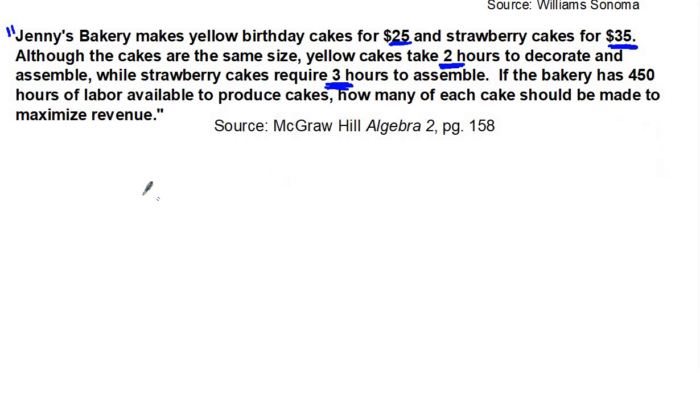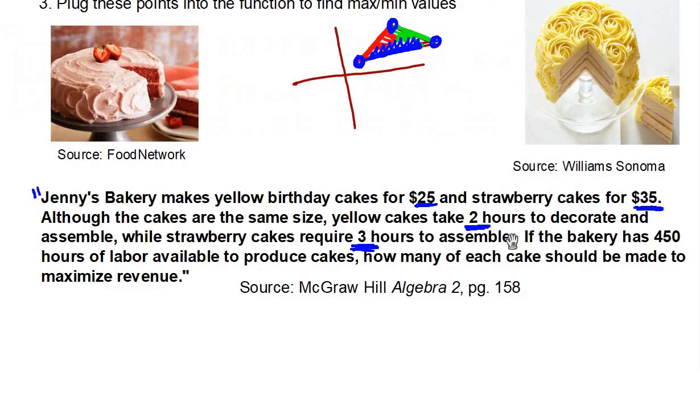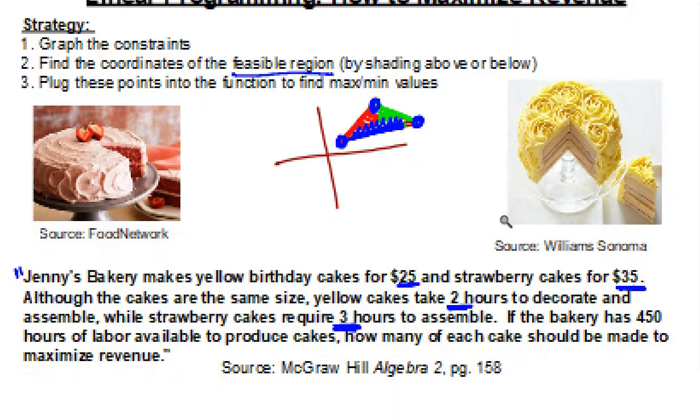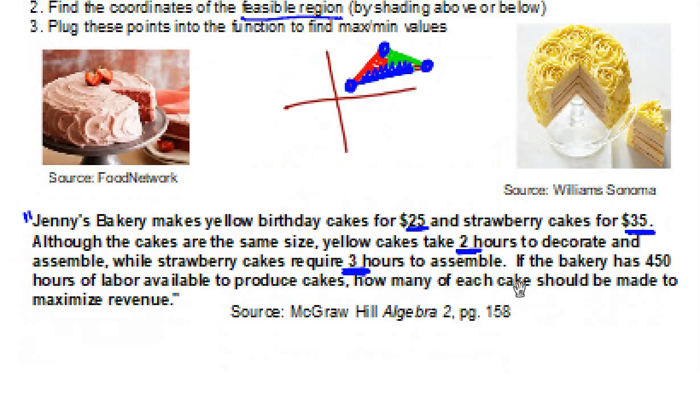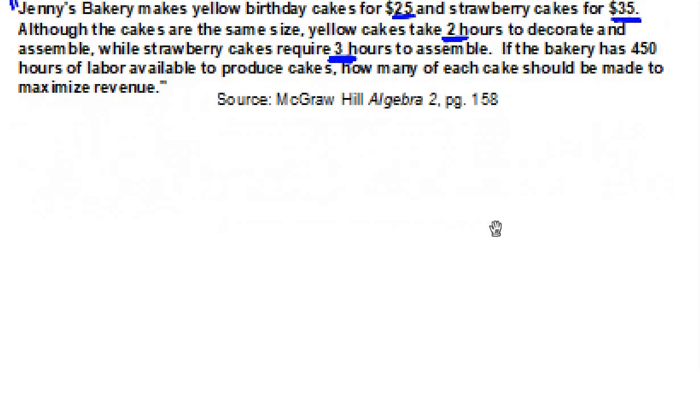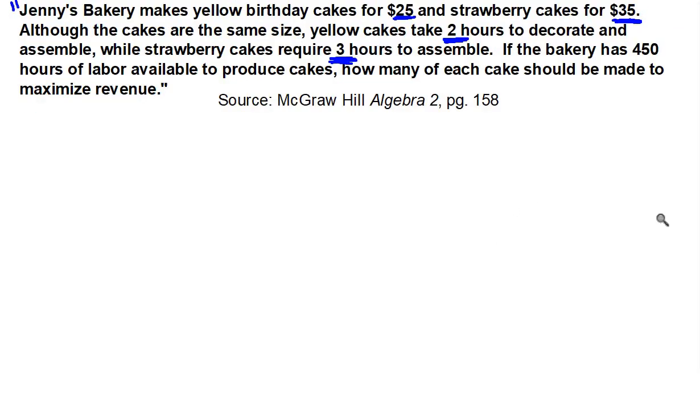All right, so we need to do three things. We need to write our constraints down. Okay, and then, let me go back for a second so we can see our steps. We need to graph the constraints, find the coordinates of the feasible region, and then plug them into our function to find, in this case, the max value. We don't really care about the min because we want to maximize revenue. So let's start with our constraints.